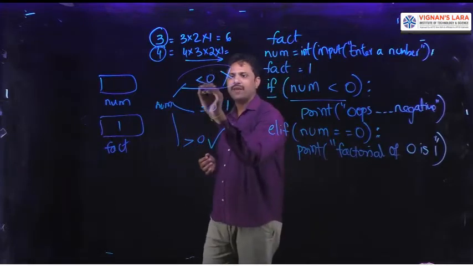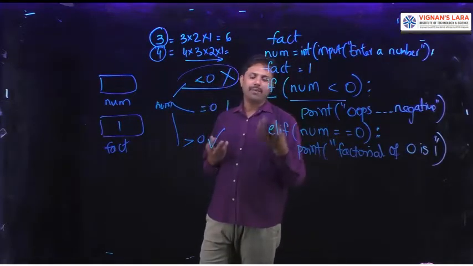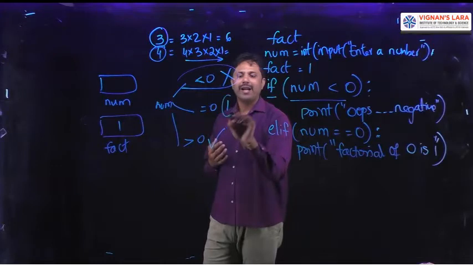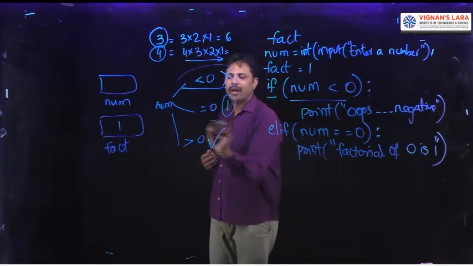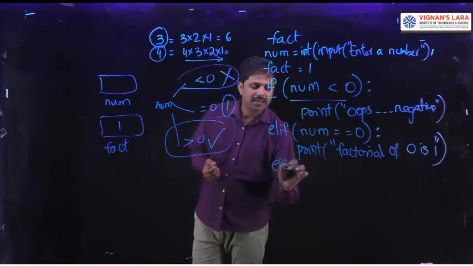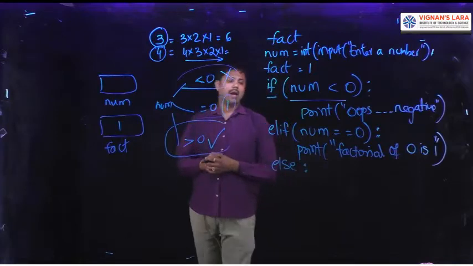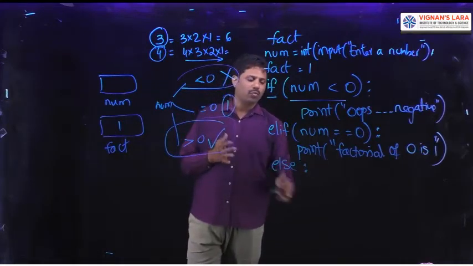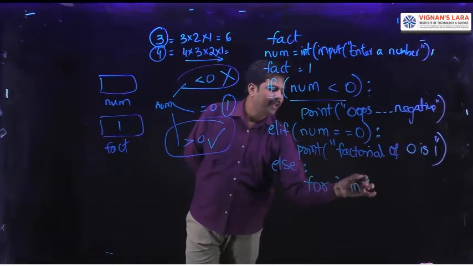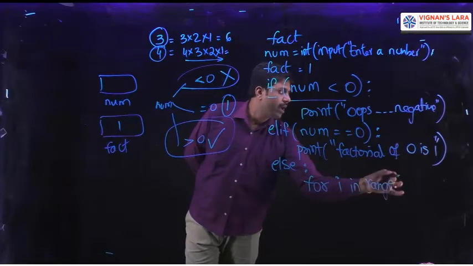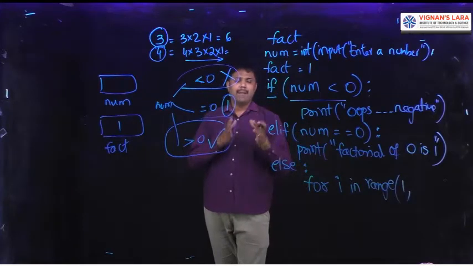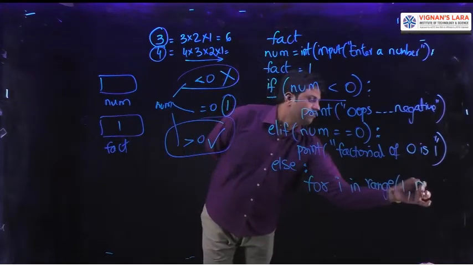I'm checking the condition. If less than 0, there is no factorial, that means for negative numbers there is no factorial. If it is equal to 0, the factorial is 1. And next, greater than 0, what happens? Finally, I am writing the else statement. In the else statement, you have to write for i in range(1, num + 1). Why num plus 1? Let us see.